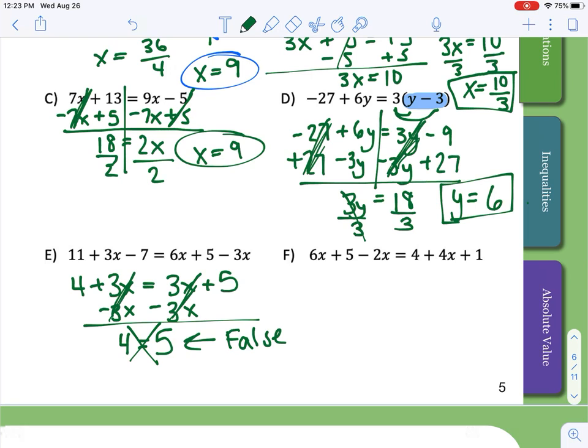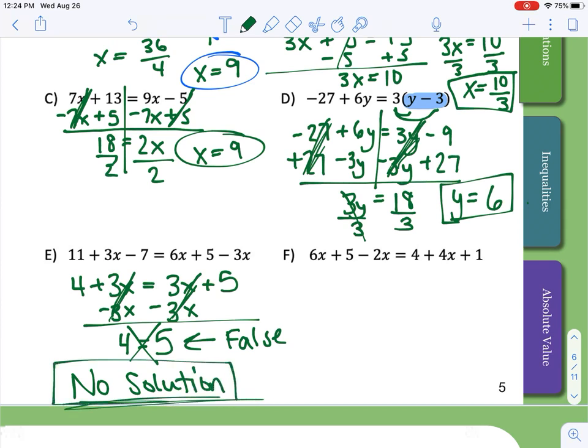So, if I get a number equal to a number that's not itself, 4 can never be equal to 5. This means there is no solution to this problem.